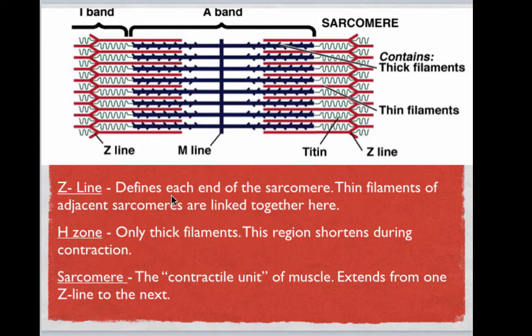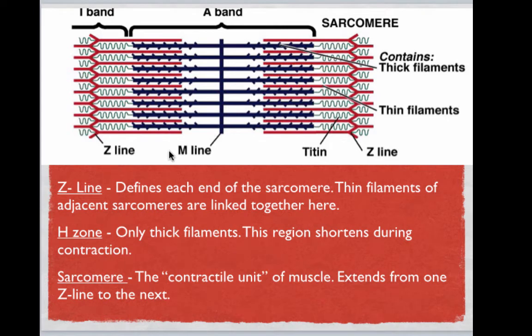The H zone is not labeled in this picture, but the H zone would be everywhere that we have only myosin. So right here across this middle area. The M line is right in the middle of the H zone. M line is an imaginary line. There's nothing physically there. It's just sort of marking the middle point of the sarcomere. So the middle of the sarcomere has this empty zone where we have only myosin, and we just mark the middle of that as the M line.